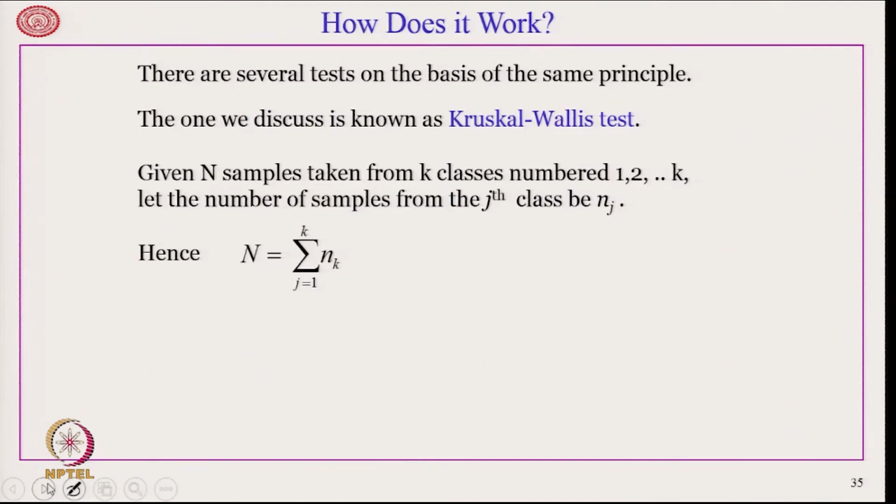So, there are several tests on the basis of the same principle. The first we are going to discuss is called the Kruskal-Wallis test. As I said, it is a very important non-parametric test, and it works as follows. Given n samples taken from k classes numbered 1, 2, 3 up to k, let the number of samples from the jth class be n j, as we have already defined, and therefore, capital N, the total number of samples, is equal to the summation over j is equal to 1 to k of n j.